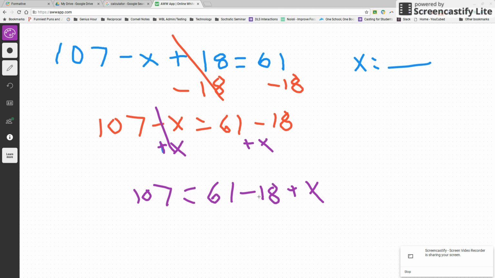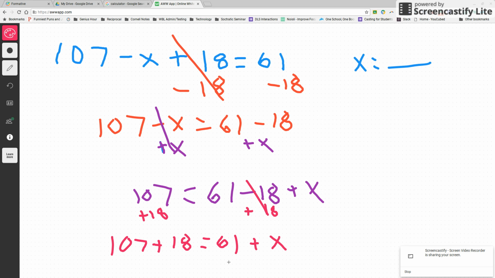All right. Now I'm actually going to do a little bit of combining. I'm going to combine these two numbers together. Or what I can do is I can shift. I can do a couple of different things. So I'm going to shift, actually. I changed my mind. So now I've got to move this 18 back to the other side. So if I have minus 18, I'm going to add 18. If I add 18, I got to add 18 to this side. So my new equation is 107 plus 18 equals 61 plus x.